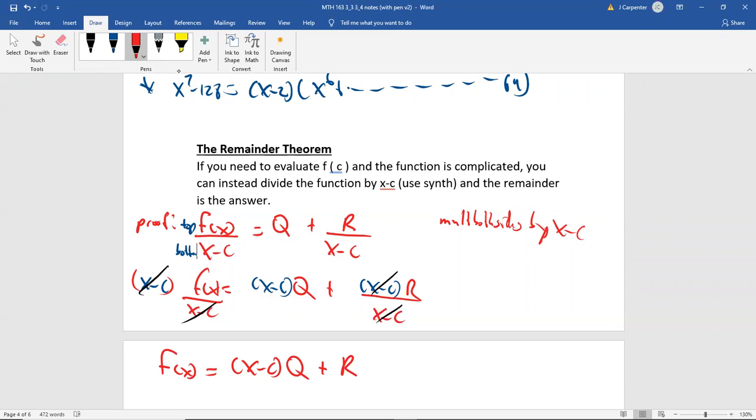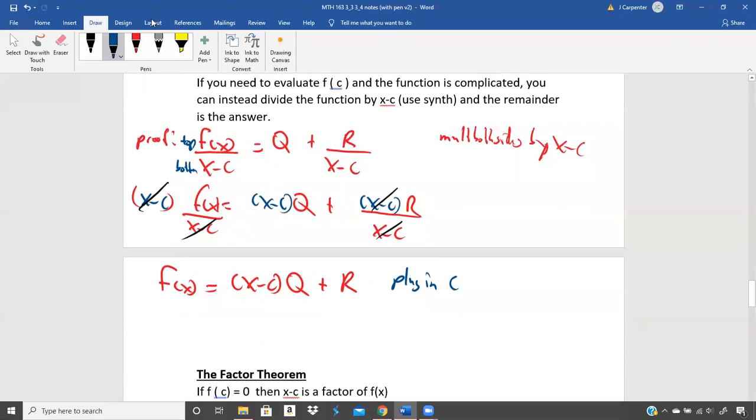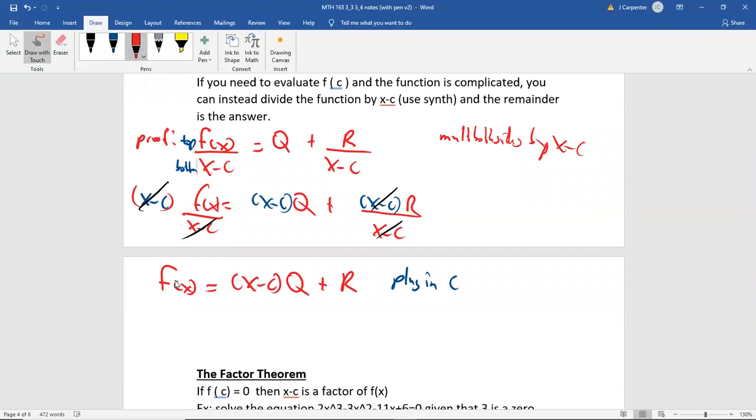I know this is making your head spin. We're almost done though. All I did was take a long division answer, and I decided to clear the fractions, because very often we like clearing fractions. So no more fractions. Now, at this point, plug in c. Plug in c for the x value. So we're going to do f of c.